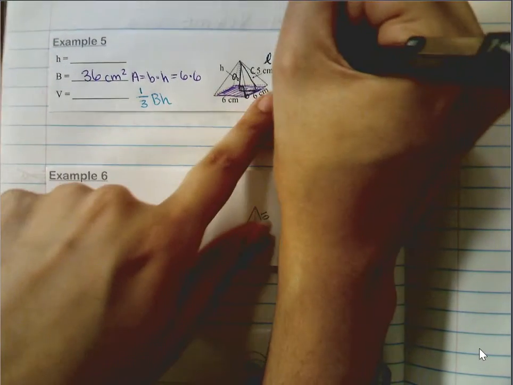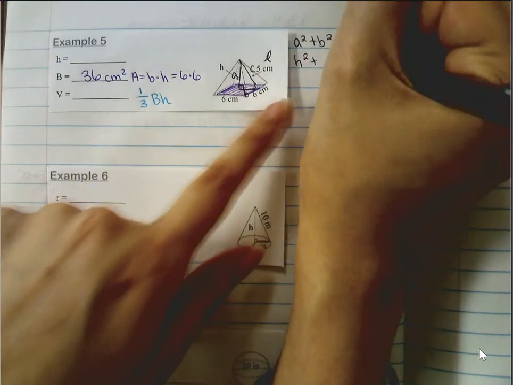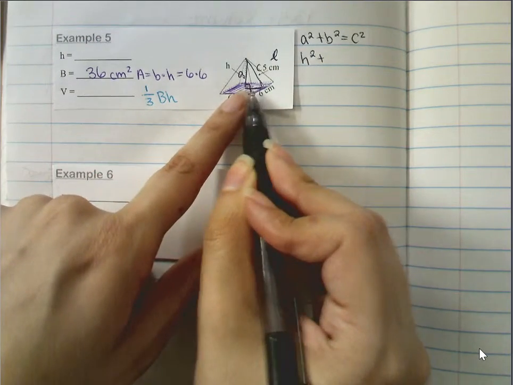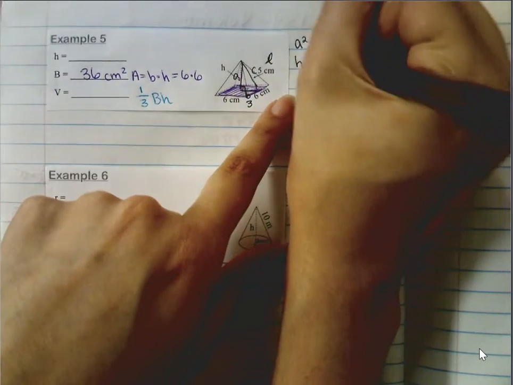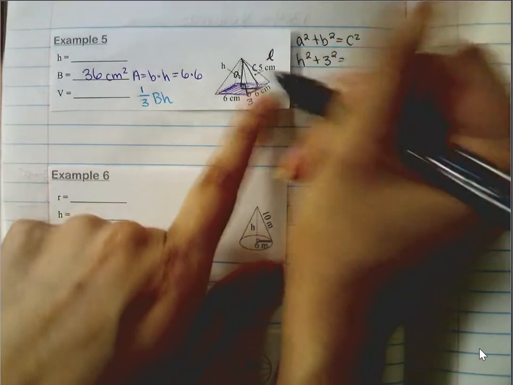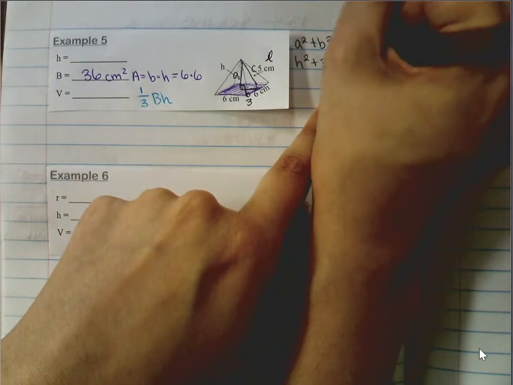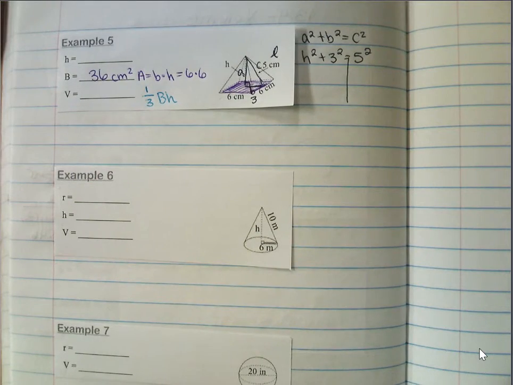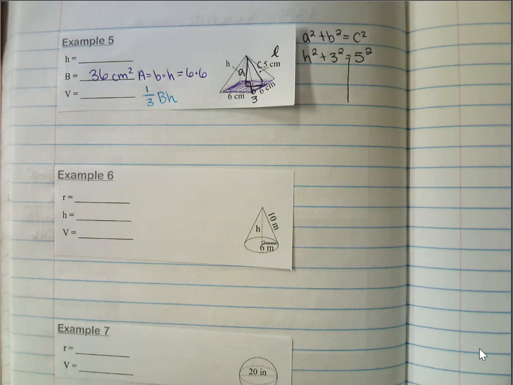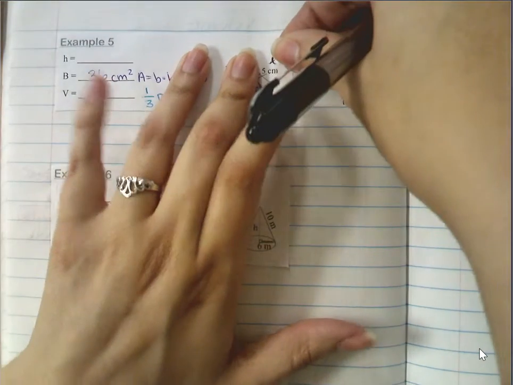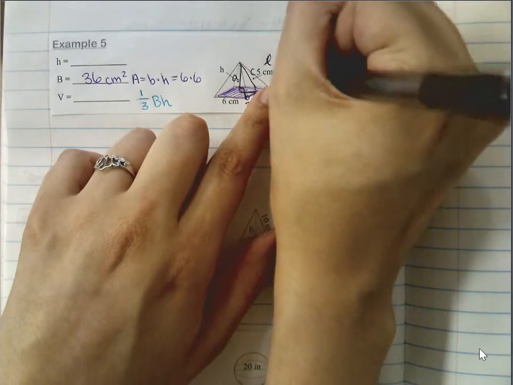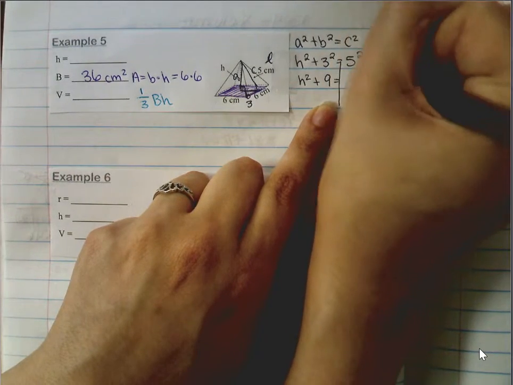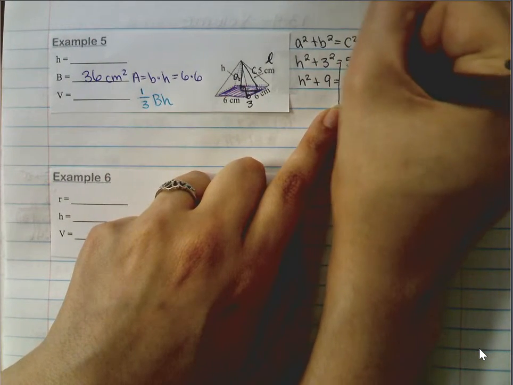My A is the height that I'm trying to find. B is not 6. 6 is the entire base of the pyramid. I only want half of it, so my B is going to be 3. And then my C is that 5, which is the slant height. So I plug those in, and I need to solve for H. I need to get H by itself. First I want to square those numbers. So I have H squared, 3 squared, that's 3 times 3, that's 9. And then 5 squared, that's 5 times 5, that's 25.